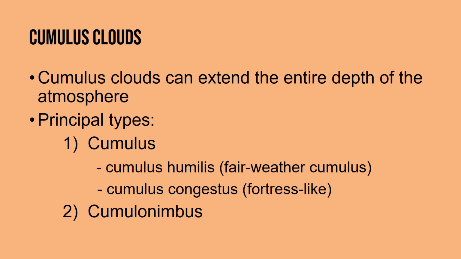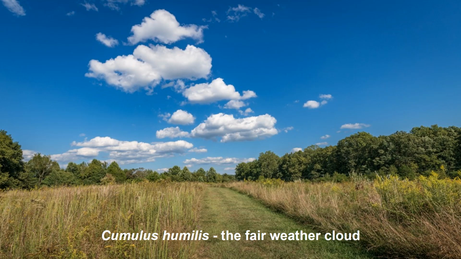Next are clouds with vertical development, cumulus clouds. Cumulus clouds can extend up to the entire depth of the atmosphere. Or, yeah, principal types of cumulus. We have two, as I've mentioned a while ago. We have cumulus humilis, cumulus congestus. And next principal type, we have cumulonimbus.